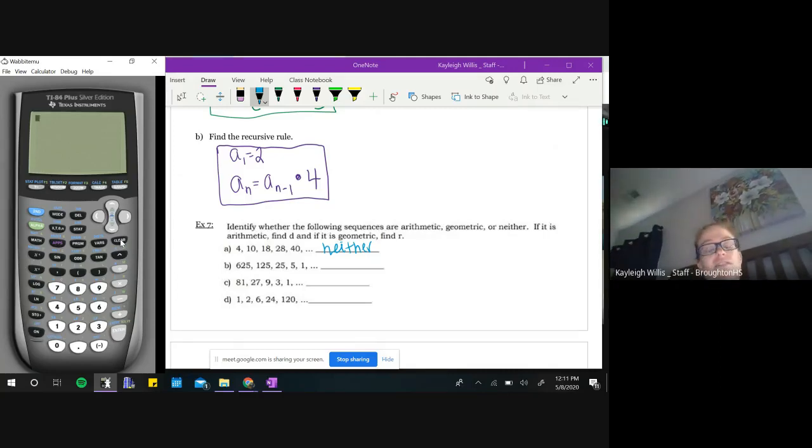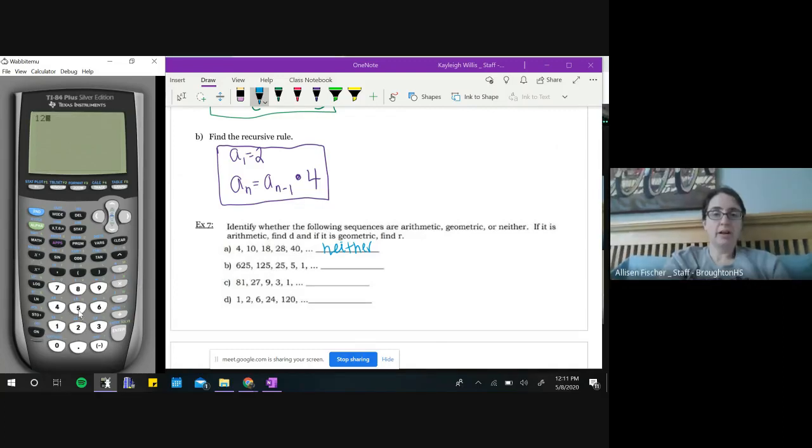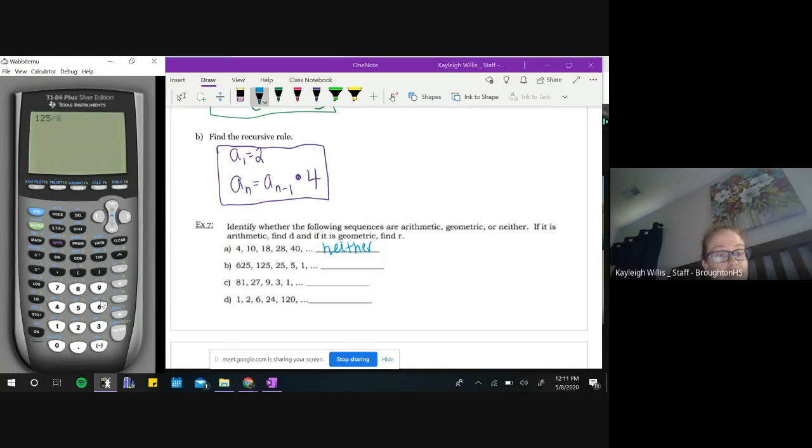Honestly, this one kind of looks to me like geometric. Just because, how can I start off with a really big number? If I went from 600 to 100, that means I would be subtracting 500. It doesn't look like I'm subtracting 500 each time. So it's not arithmetic. It does look, though, like I'm multiplying by something. So I'm just going to check. Those are all powers of 5. Yeah, they are. But I like to check.